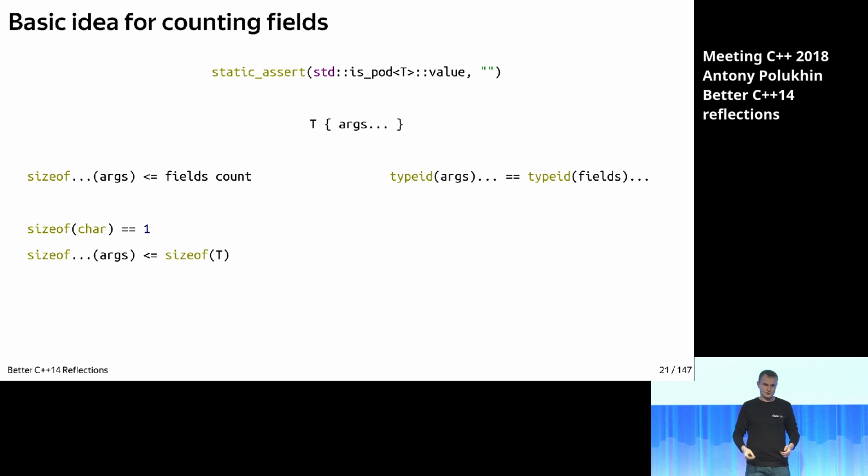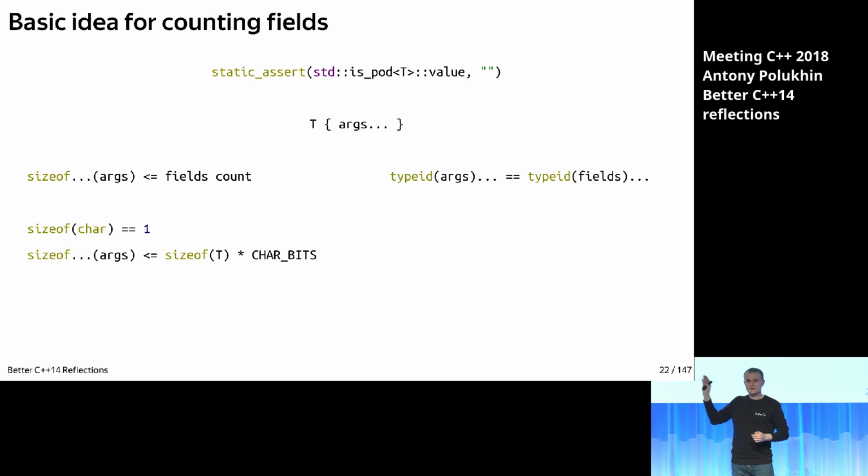If a user-provided structure has some other data types in it, like integers, doubles, std strings, then the fields count in that structure will be less than the size of the structure. If the user has bit fields, well, we have to multiply the size of the structure by char bit. And that will be the maximum amount of arguments we need to try to aggregate initialize the user-provided structure.